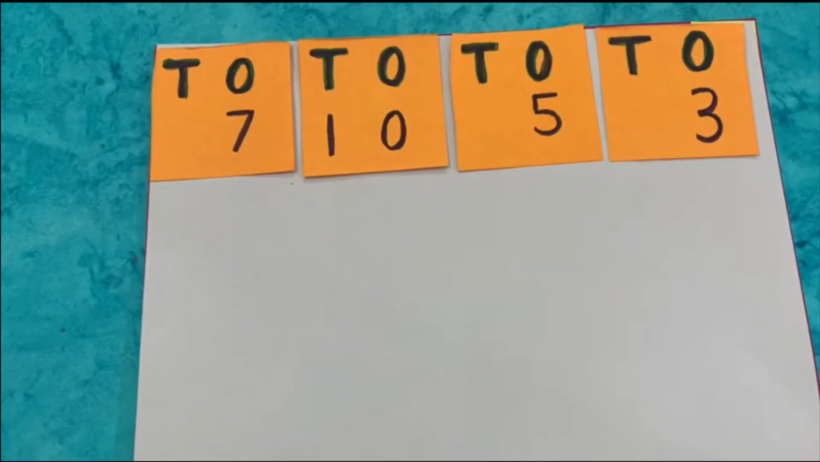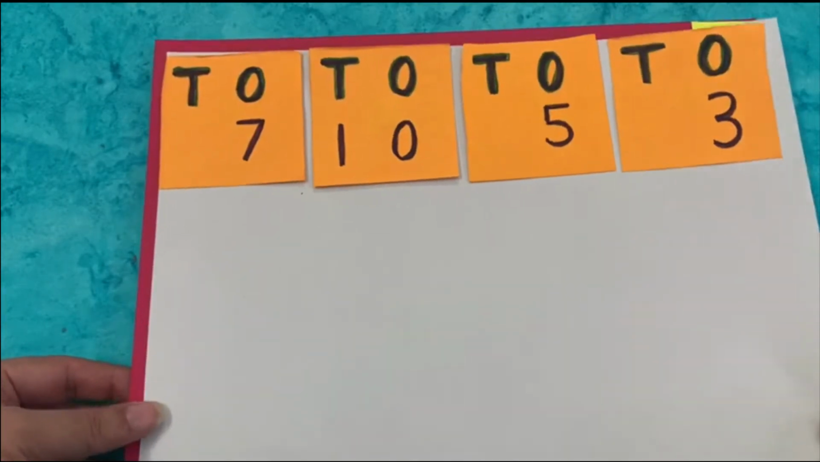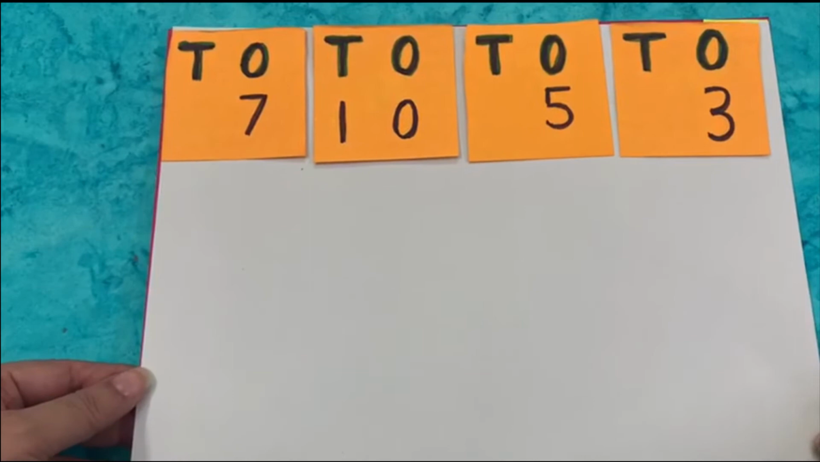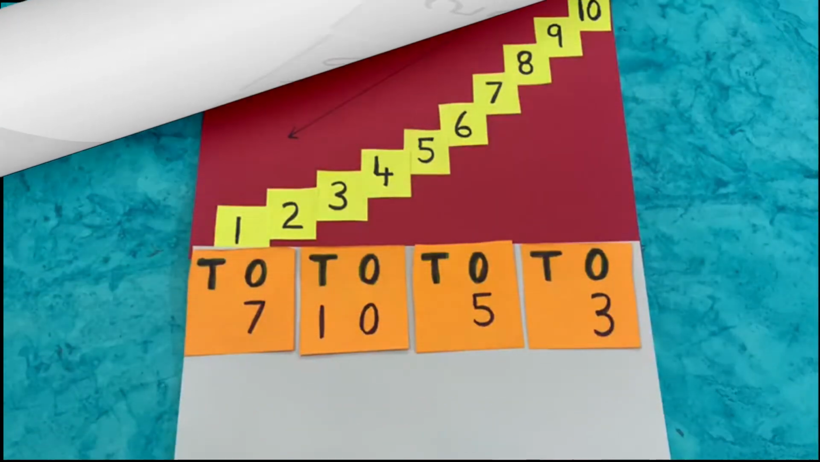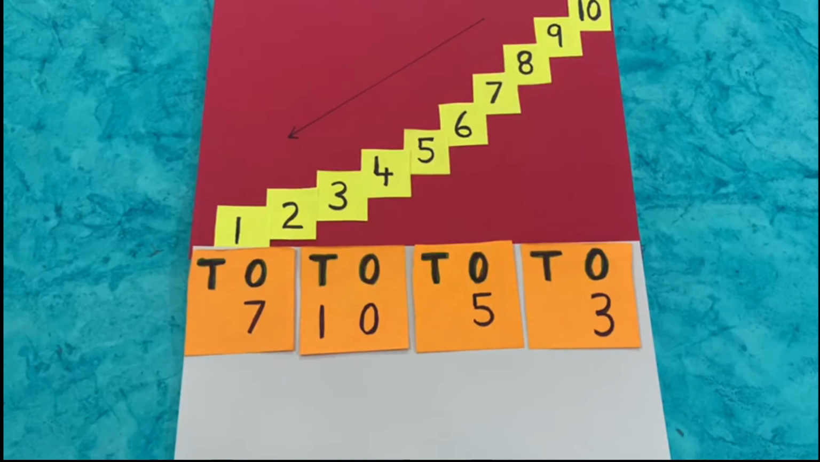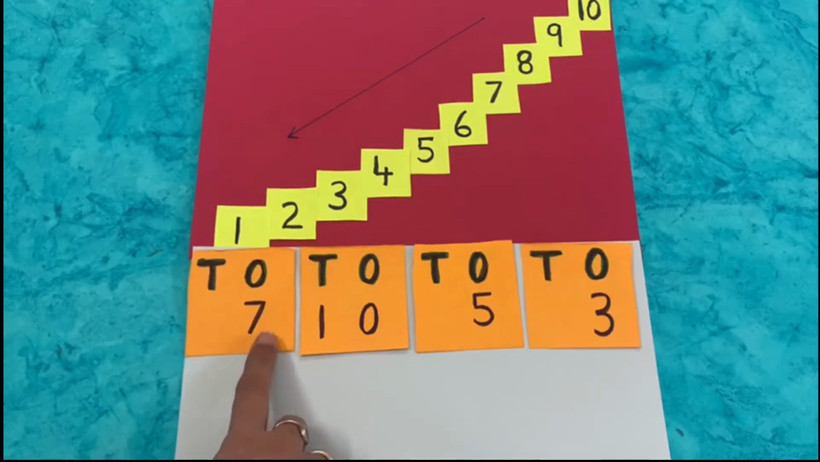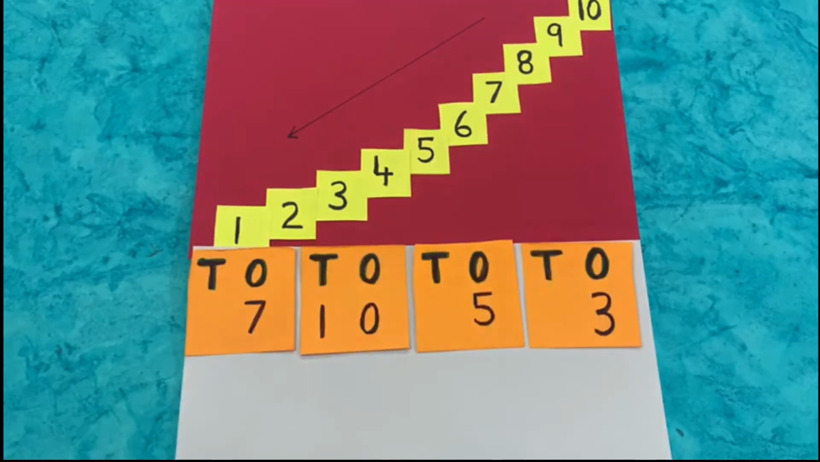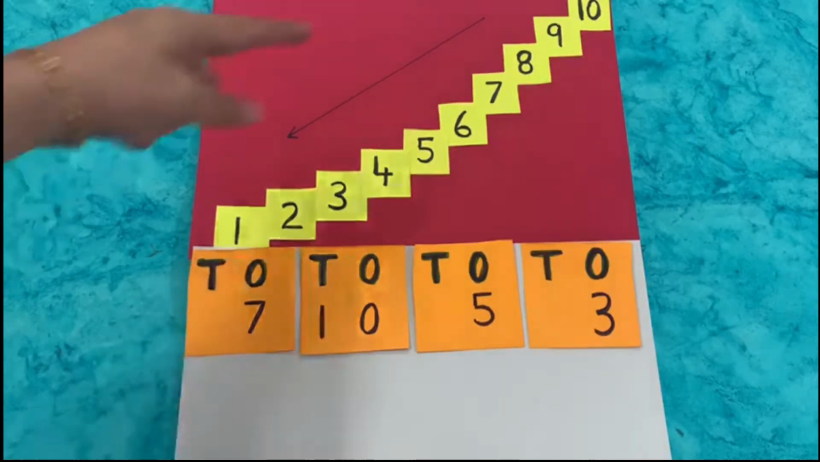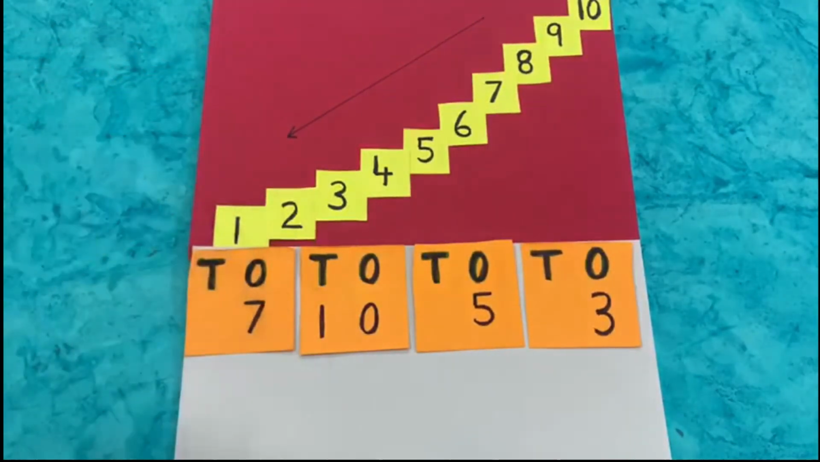As I told you, descending order means from the big number to the small number. So let's start doing it. The numbers that I have are 7, 1, 0, 10, 5 and 3. Let's write them in descending order. As I told you, descending order is from big to small.